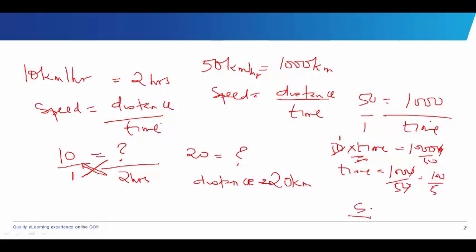So we'll go back to our division. 100. So we'll take this 10. 2 times 5 is 10. Bring down 0. So 0 times 5 makes 0 here. So our answer is 20 hours. That's the time it took the train to travel.